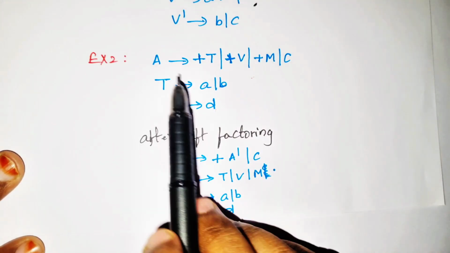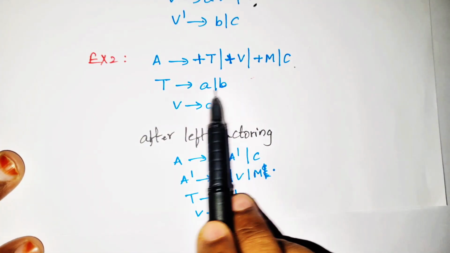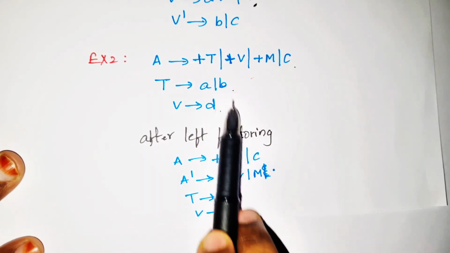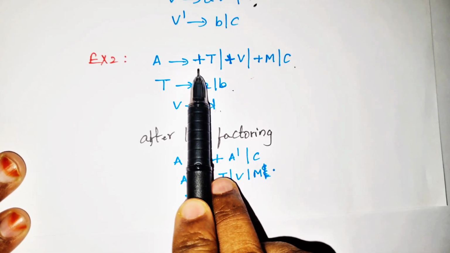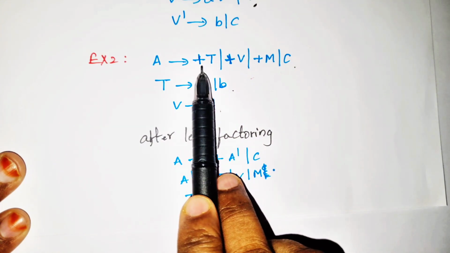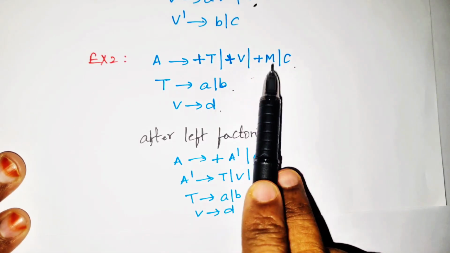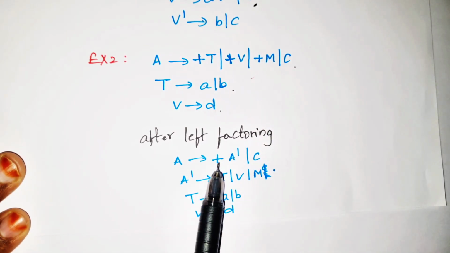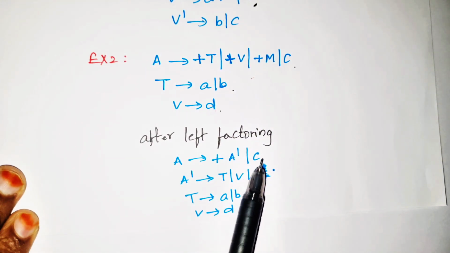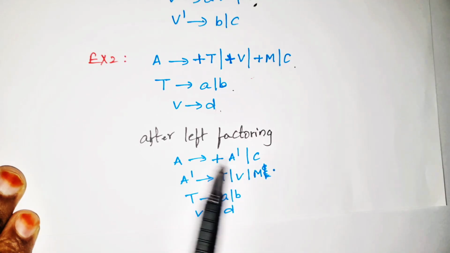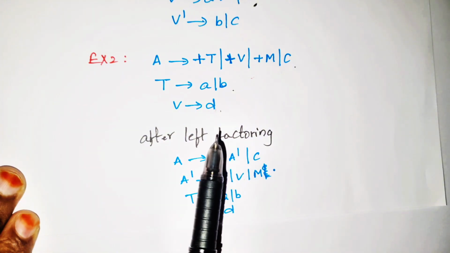Another example. See here, A goes to plus T or plus V or plus M or C. T goes to A or B, V goes to D. In these two productions, I don't have any left common factors. In this production, for A, plus is the common prefix. If I take plus as common and consider T, V, M as A dash, what will I get? Plus A dash. And A goes to C is not having any common prefix. You have to write it as it is, A goes to C, and write these productions as they are. This is the converted grammar after performing left factoring.